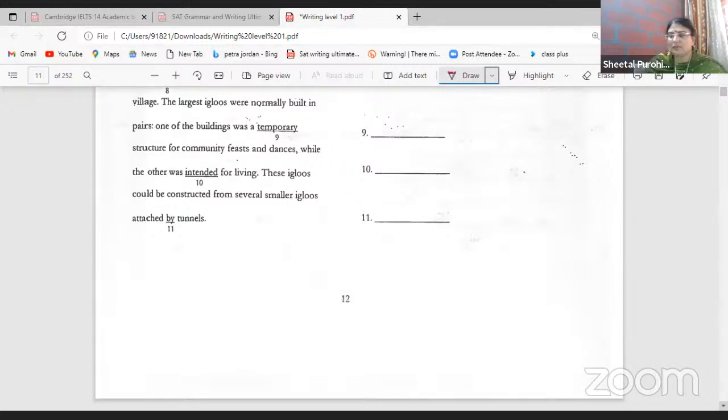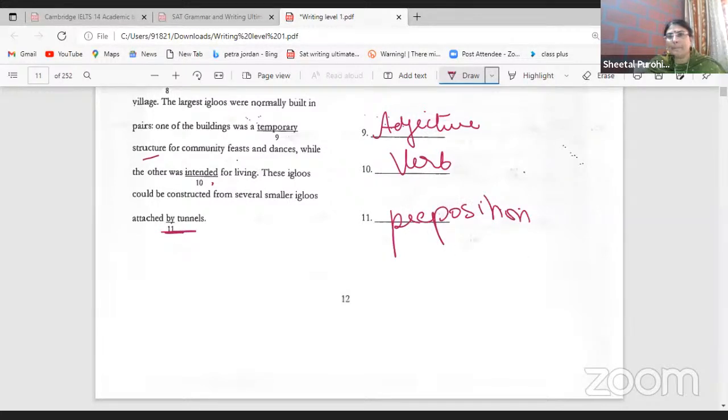Okay, we'll discuss the questions now. 'Temporary structure'. So 'structure' is the noun. Now what kind of structure is it? It is a temporary structure. So 'temporary' is an adjective over here, right? Then we have the other, 'was intended'. 'Intended' is the verb. Then 'by'. 'By' is a preposition. Write it down. Adjective, verb, preposition, quickly.